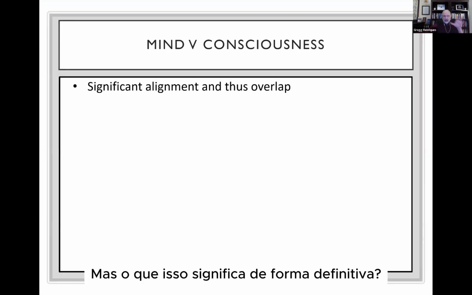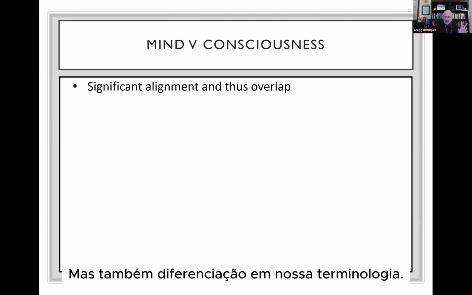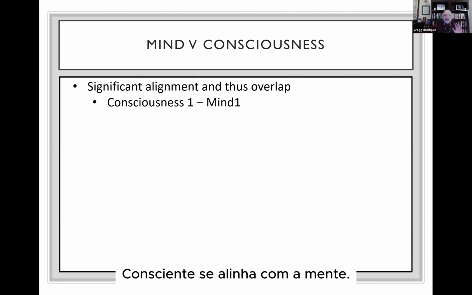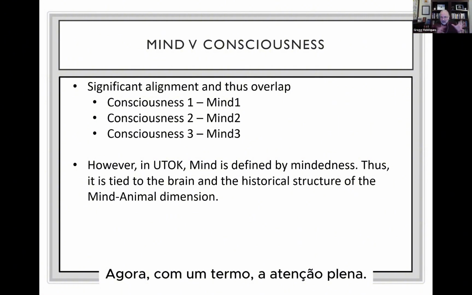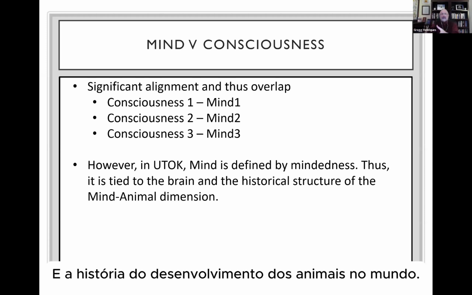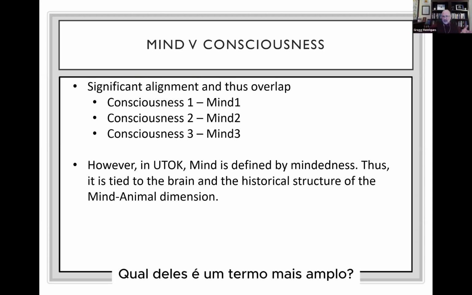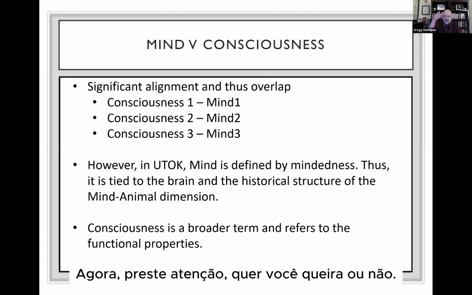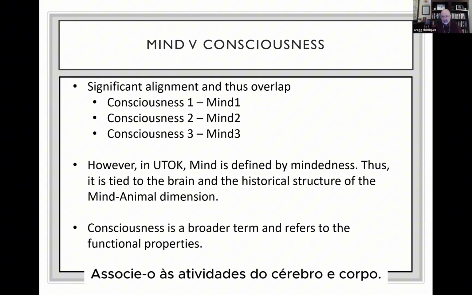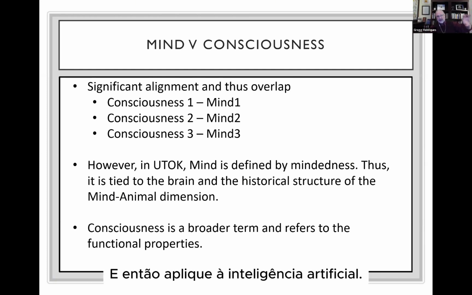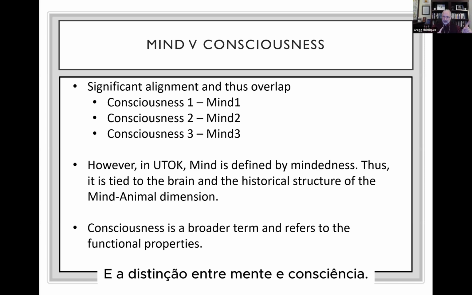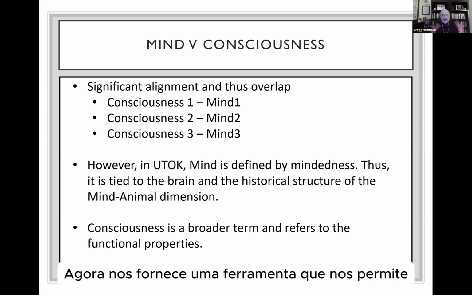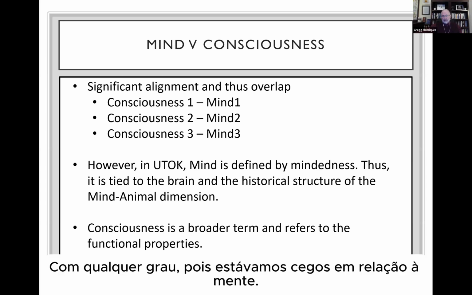But what does this mean definitionally? We can have significant alignment and overlap, but also differentiation in our terminology. Consciousness 1 aligns with mind 1, consciousness 2 aligns with mind 2, consciousness 3, but at the same time, mindedness now, with the term, can simply allow us to bind it to the neurocognitive architecture and history of the development of animals in the world, as opposed to consciousness, which then is a broader term. So now pay attention whether you're intending to bind it to the brain-body activities, or you want to pull off it and then apply it to artificial intelligence, to aliens, or to philosophy. Those kinds of issues are fundamentally different, and the mindedness versus consciousness distinction now gives us a tool that's actually missing in the literature with any degree because we've been mind blind.